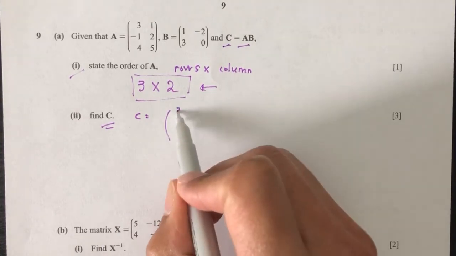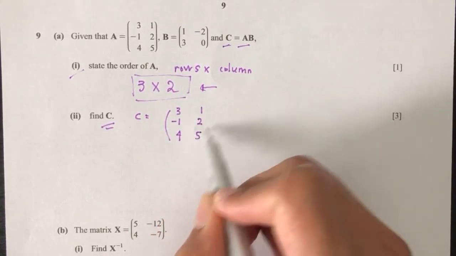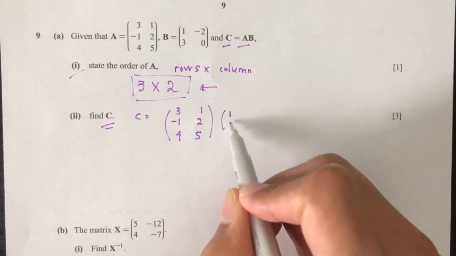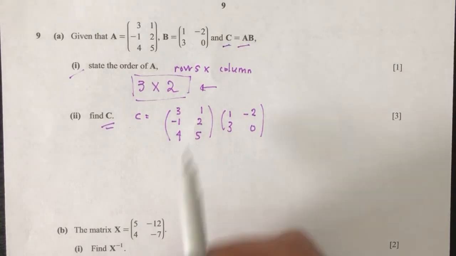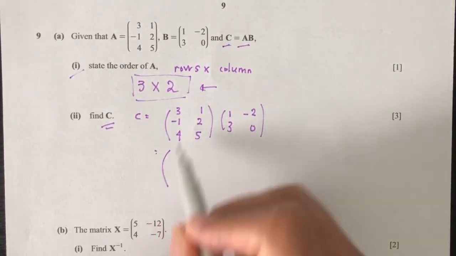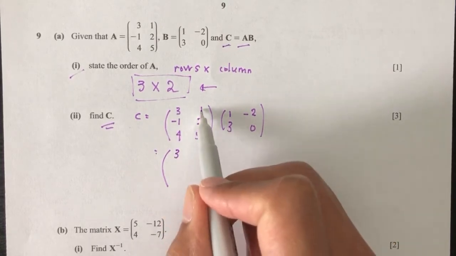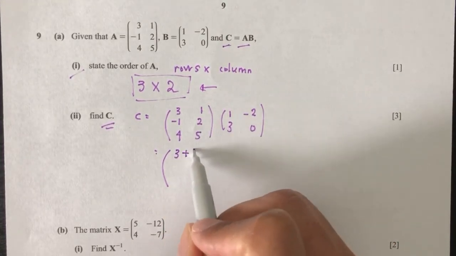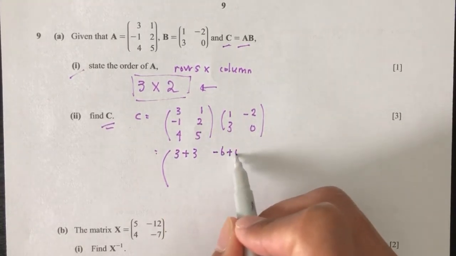A is 3, minus 1, 4, 2, 1, 2, 5, times B, which is 1, 3, 0, minus 2, 0. So it is always rows by column. So 3 times 3: 3 times 1 is 3, plus 1 times 3 is 3. Now 3 times minus 3 is minus 6, plus 0.